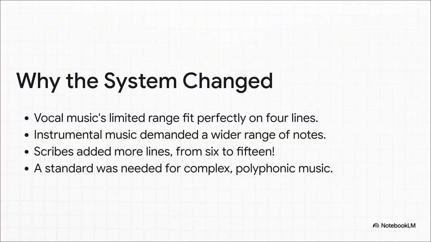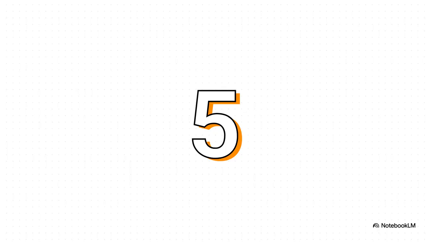The problem was pretty simple, really. While the human voice fits nicely on 4 lines, instruments can go way higher and way lower. So as instrumental music got more and more popular and way more complex, 4 lines just wasn't going to cut it. Scribes started adding lines all over the place. I mean, sometimes 6, sometimes even 15. It was total chaos. A standard system was desperately needed. And by the 14th century, they found it.